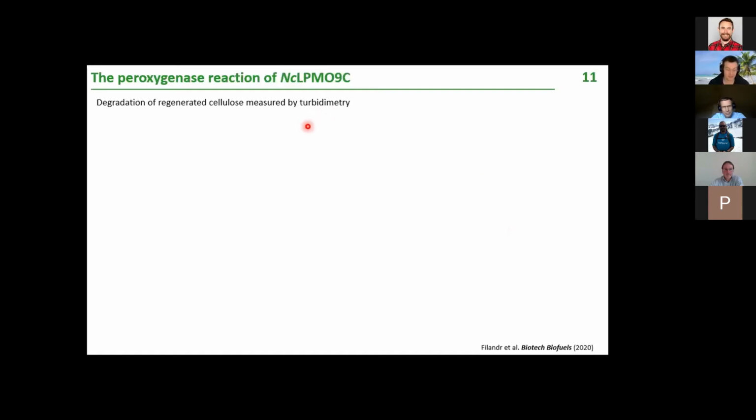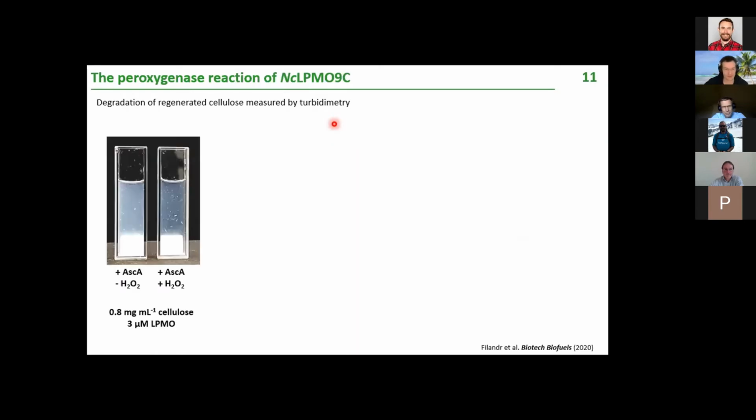To investigate that, we chose a fairly simple method. We went for turbidimetry. To explain that a little bit, what we have done, we used cellulose. In this case, it was phosphoric acid swollen cellulose. You can keep that very nicely in solution. It's a rather homogeneous mixture if you mix it very well.